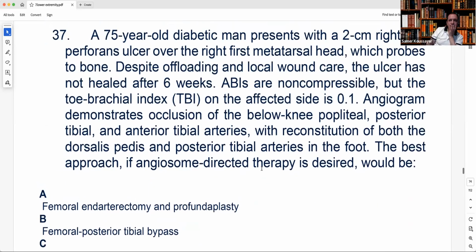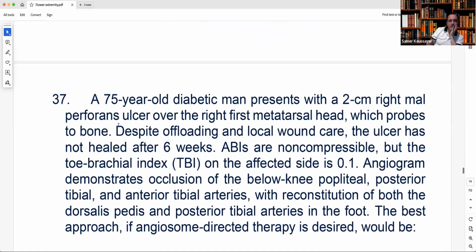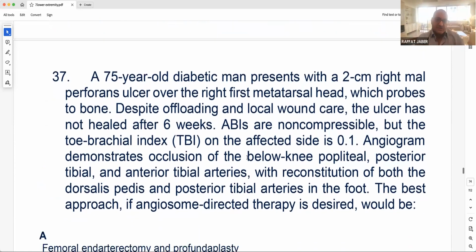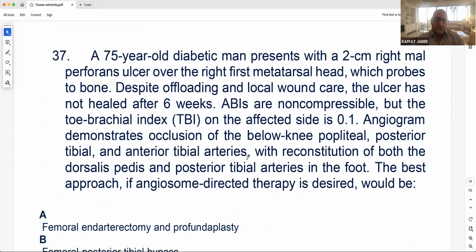That's true. Have you heard about this term malperforans ulcer? Malperforans is an ulcer that is usually associated with diabetic neuropathy. Like you said, it's a neurogenic ulcer, sometimes associated with ischemia, sometimes not. In this case it is associated with ischemia, but usually it's in a diabetic patient. That's true.